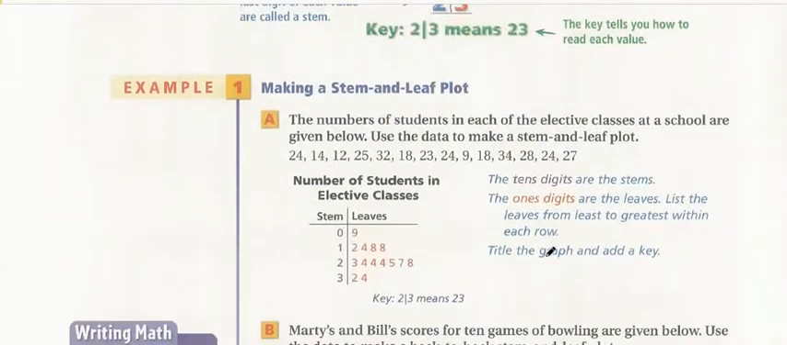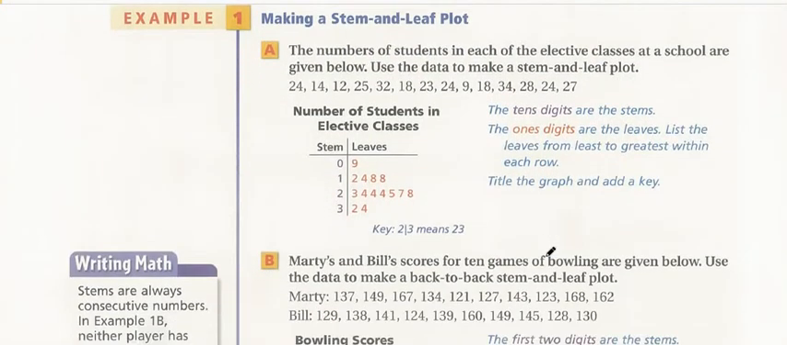Let's take an example, making a stem and leaf plot. The number of students in each of the elective classes at school are given below. Use the data to make a stem and leaf plot. First, you need to identify the smallest number. So what is the smallest number? It's 9. And what is the greatest number I have here?